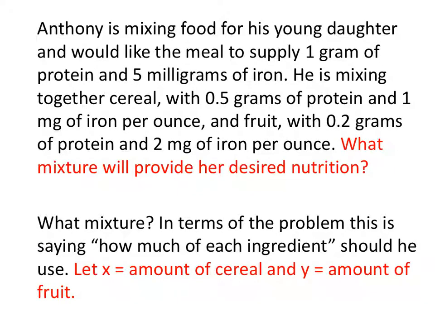Next example. Anthony is mixing food for his young daughter and would like the meal to supply 1 gram of protein and 5 milligrams of iron. He's mixing together cereal that has 0.5 grams of protein and 1 milligram of iron per ounce, and fruit with 0.2 grams of protein and 2 milligrams of iron per ounce. Again, I always focus on the question or the action statement at the end. What mixture will provide her desired nutrition?